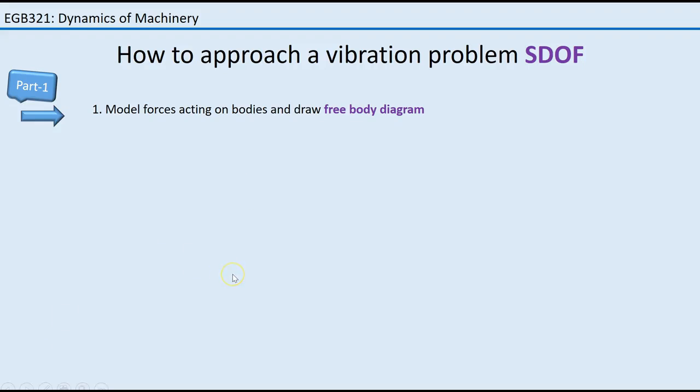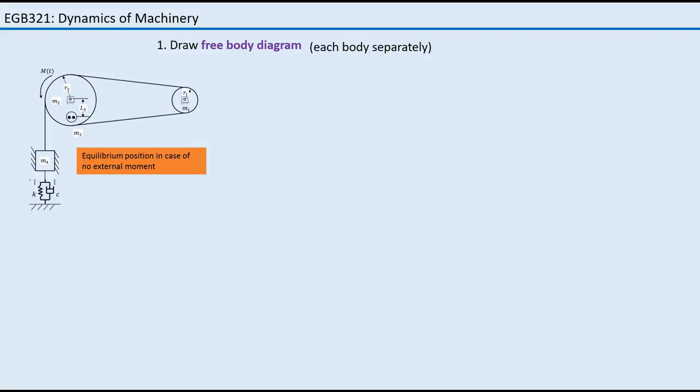Just a quick review on how to approach a vibration system, particularly for single degree of freedom. In part 1 video, step 1 to 5 were introduced to you, where in step 1 we need to draw free body diagram. Please remember that for free body diagram we need to draw each body separately. Let's draw free body diagram for the system.